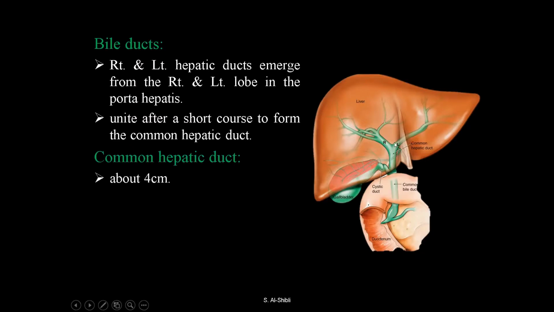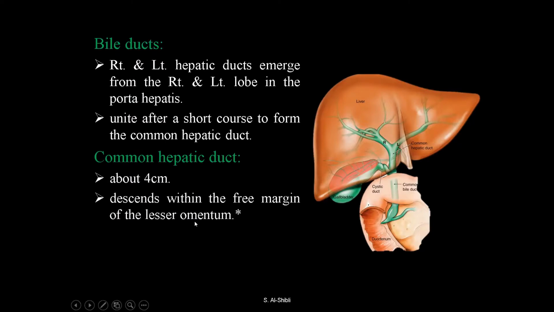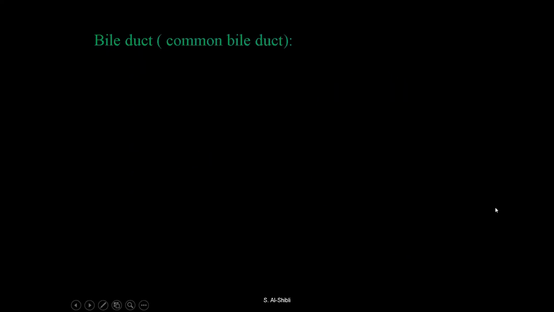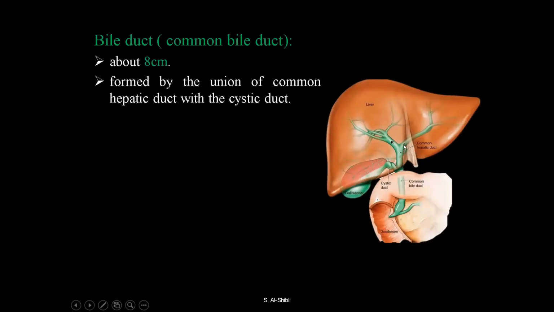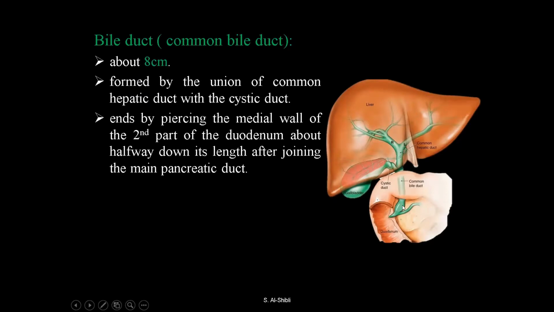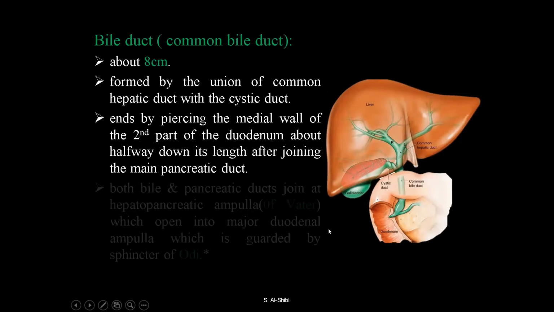The common hepatic duct is about 4 centimeters in length and descends within the free margin of the lesser omentum. Another important point I will talk about later on. Then we have the bile duct. It's about 8 centimeters in length, formed by a union of the common hepatic duct with the cystic duct. It ends, as you know, by piercing the medial wall of the second part of the duodenum about halfway down its length after joining the main pancreatic duct.